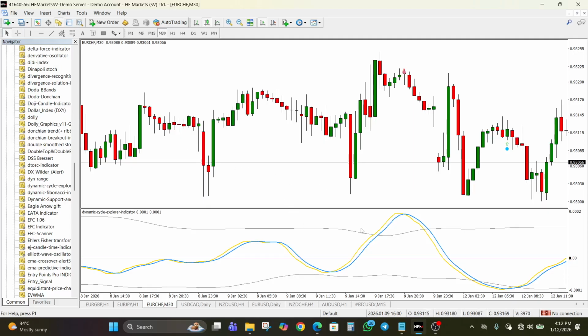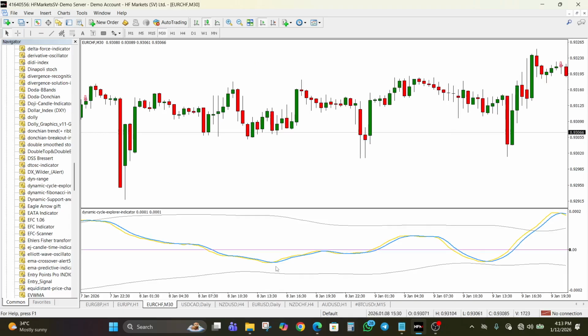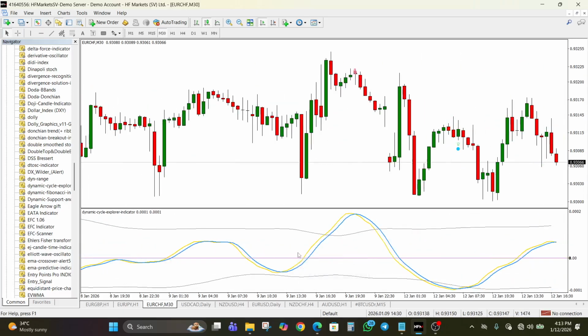Now, you will notice that there is a zero line, and then you will see this blue and yellow line oscillating from top to bottom and so on, right? Whenever the yellow line crosses above the blue line, you want to look out for buy opportunities. And when the yellow line crosses below the blue line, you want to look out for sell opportunities, okay?